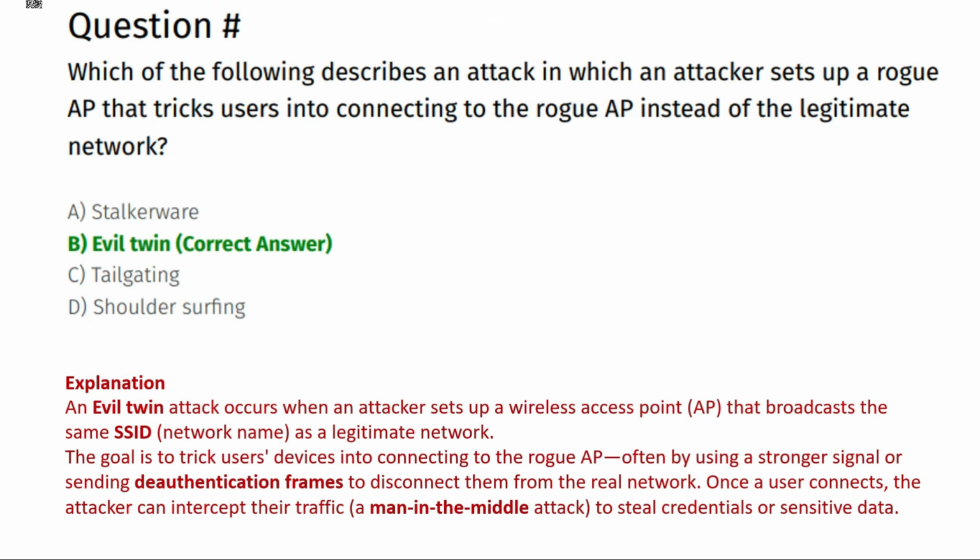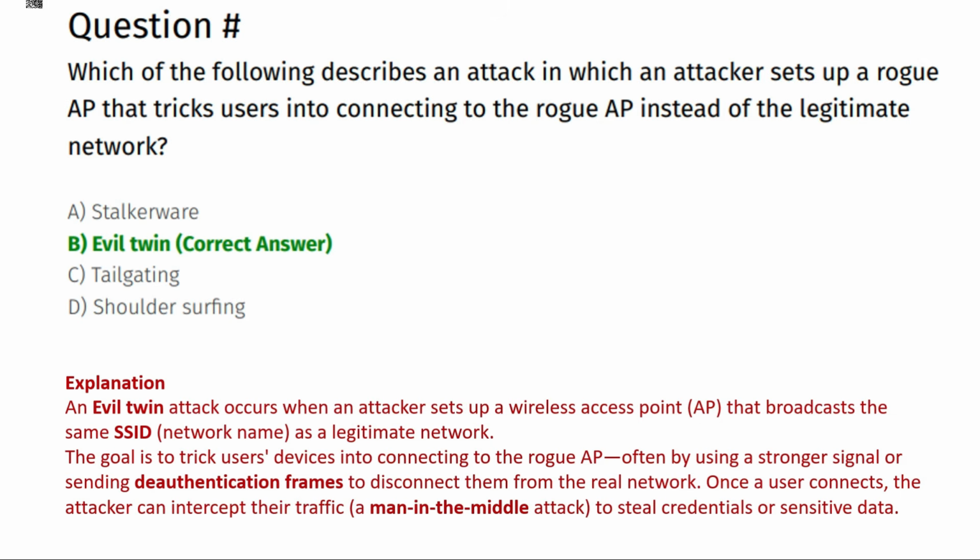The next question is, which of the following describes an attack in which an attacker sets up a rogue AP that tricks users into connecting to the rogue AP instead of the legitimate network? Option A, stalkerware. Option B, evil twin. Option C, tailgating. Option D, shoulder surfing. And the correct answer for this question is option B, evil twin. So let's check the explanation.